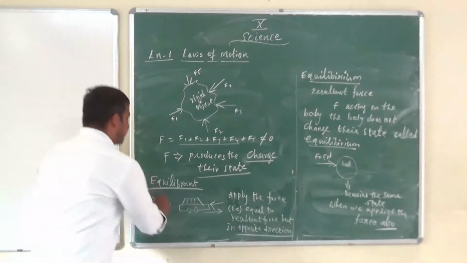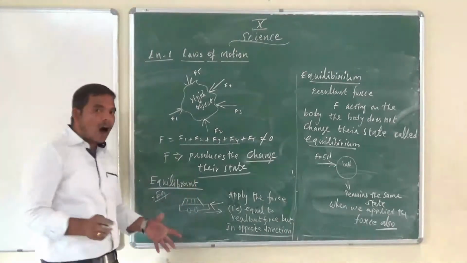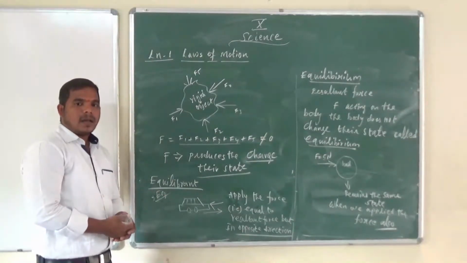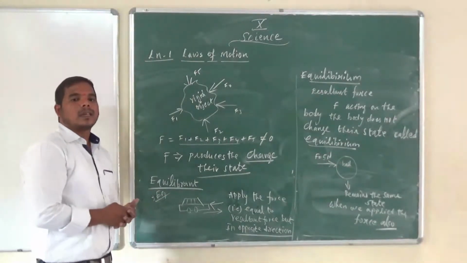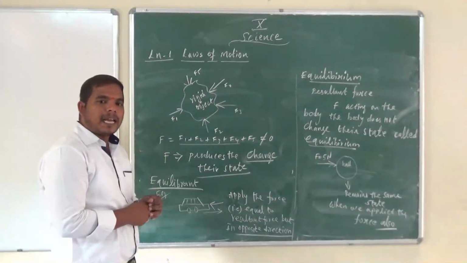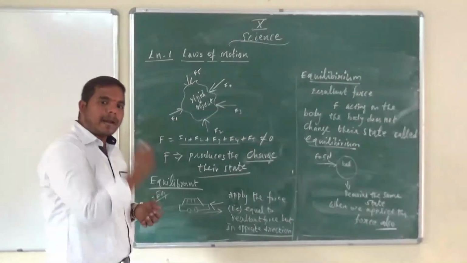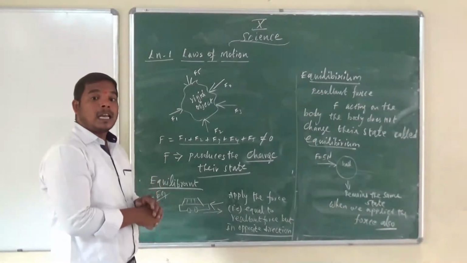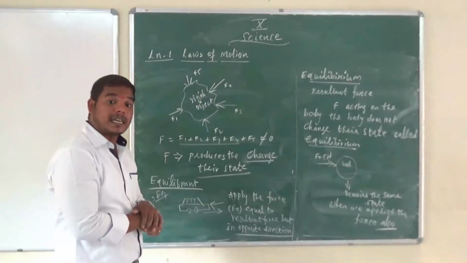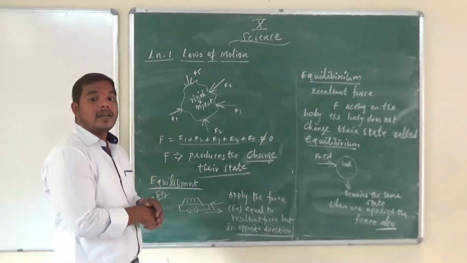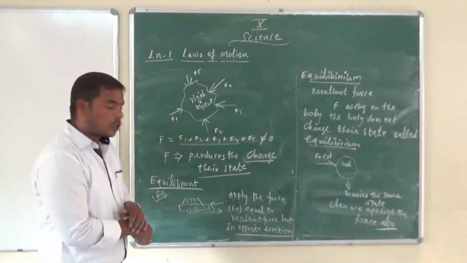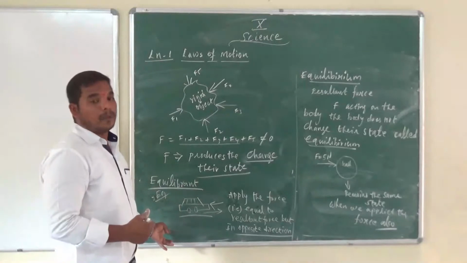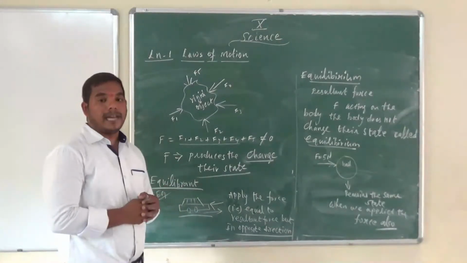Here we are taking the example of moving in a car. When the car comes to a stop, we apply the brake. That applied brake is equal to the resultant force, applied in the opposite direction. So that's why the car comes to rest. That is the equilibrium position. This is known as equilibrium.